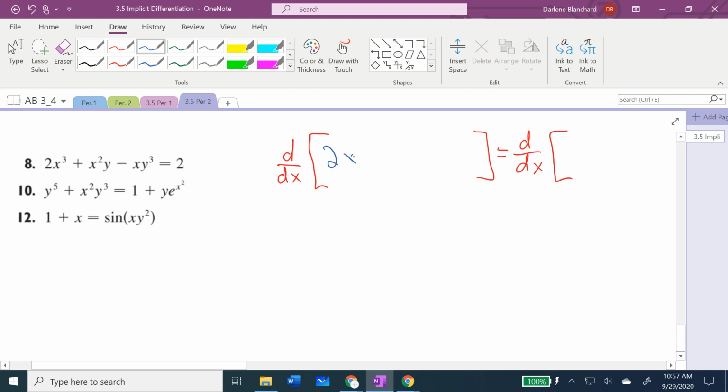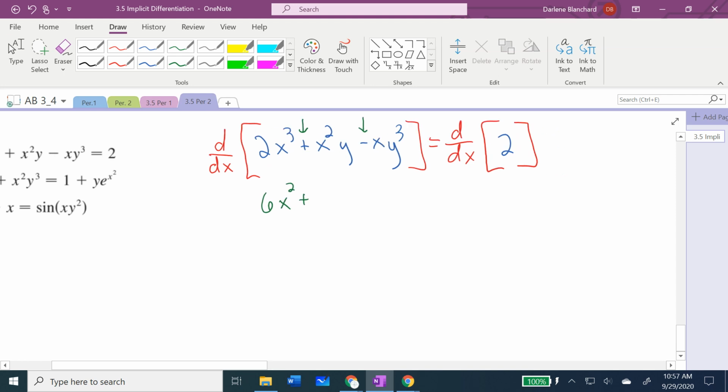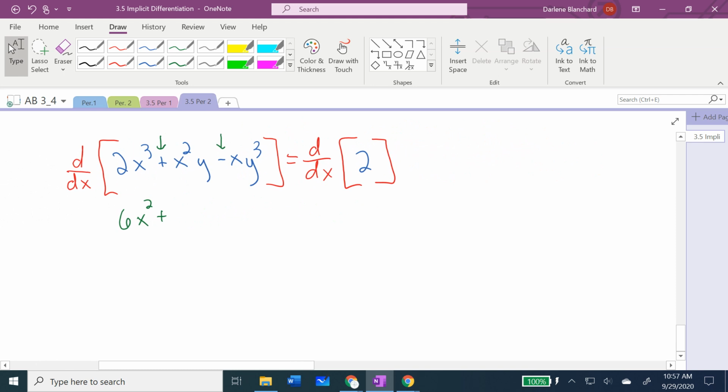For the left side, I have 2x cubed plus x squared y minus xy cubed. On the right side, I have just plain old 2. So taking the derivative with respect to x over the addition and subtraction signs, I get to differentiate separately. With respect to x, the derivative of 2x cubed will give me 6x squared plus, and then, oh goody, look, I get to do a product rule.